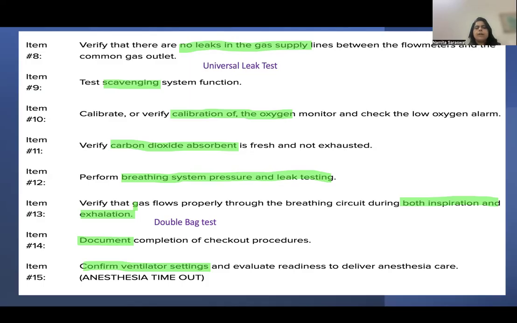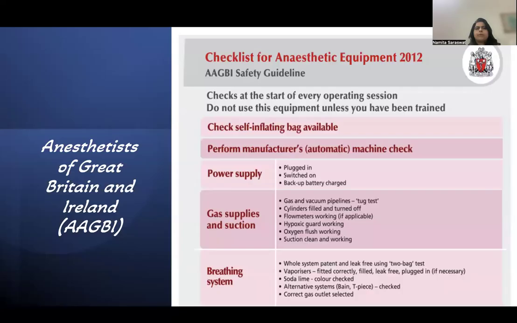Then to verify the gas flows properly through the breathing circuit, both during inspiration and exhalation, you have to check the breathing system while manually ventilating and when on the ventilator. This can be done by the double bag test also. Document the complete checkout procedure. Then confirm the ventilator settings before delivering the anesthesia. If you are taking a pediatric patient, check the ventilator settings are put on pediatric, compatible with the pediatric patient. And if you are taking an adult patient, you should check the ventilator settings. Then the anesthesia timeout.